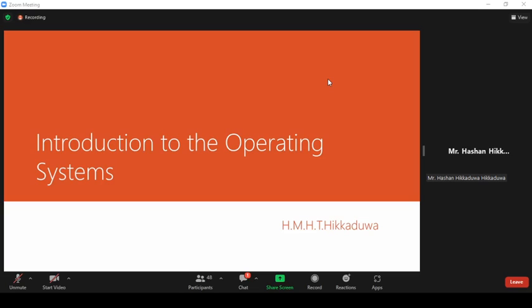Then it's a fully integrated set of specialized programs that handles all the operations of the computer. Okay. So can you give me some examples for the operating system?